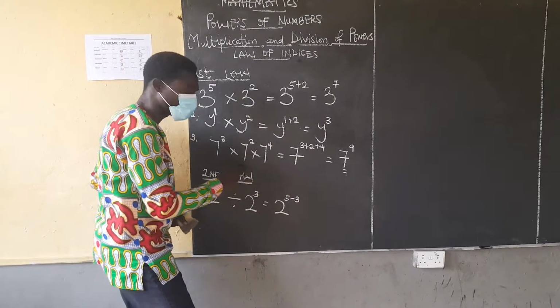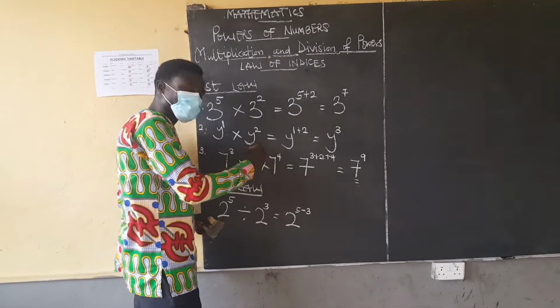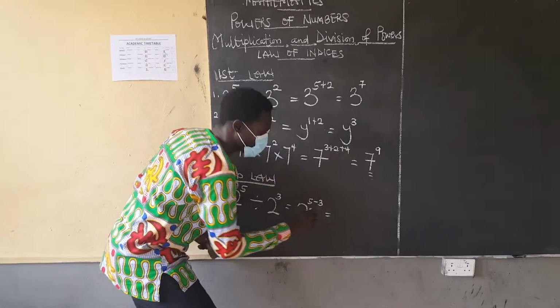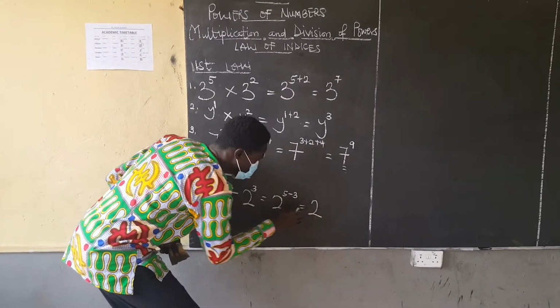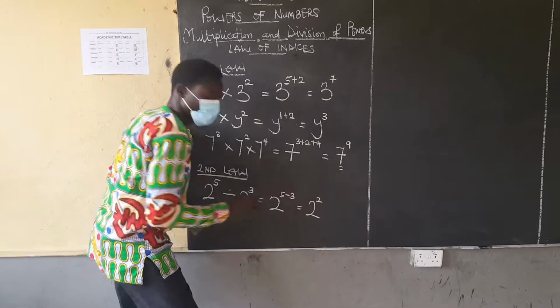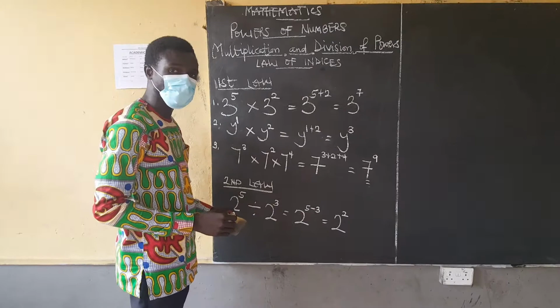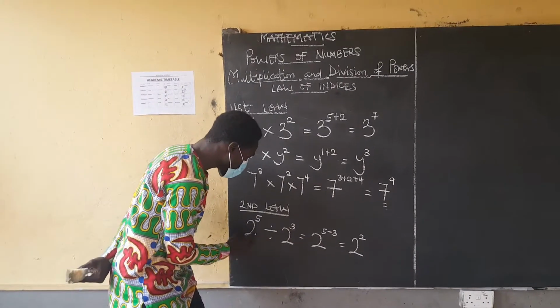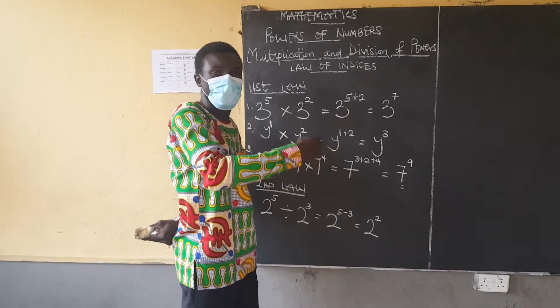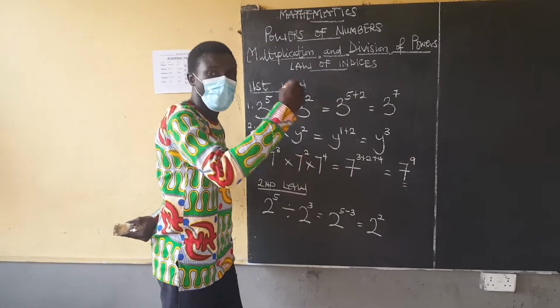Remember that both 5 and 3 are powers, so you write them at their rightful positions. If I have 5 and I take away 3, I'm left with 2. This 2 is the power. Subtracting will give me 2 raised to the power 2. So the second law says that if you are dividing and the bases are the same, pick one of the bases and subtract the powers.